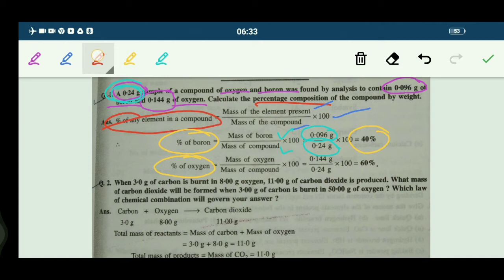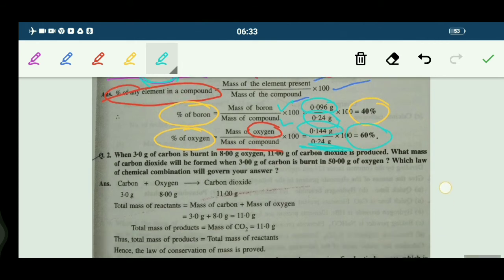Fine. Similarly, we can solve the next as well, that is percentage of oxygen. The same thing would be here, but only the element will be changed. Here we are using oxygen and mass of the compound will remain the same. Multiply by 100. So what is the mass of the oxygen that is given here? 0.144. Remember, in the question it is given. So you need to write down 0.144 gram divided by 0.24 gram into 100. Your answer would be 60%.